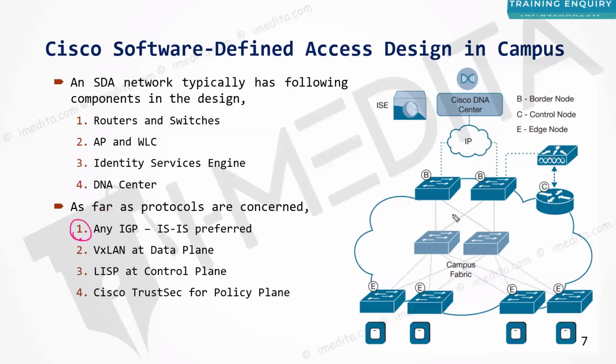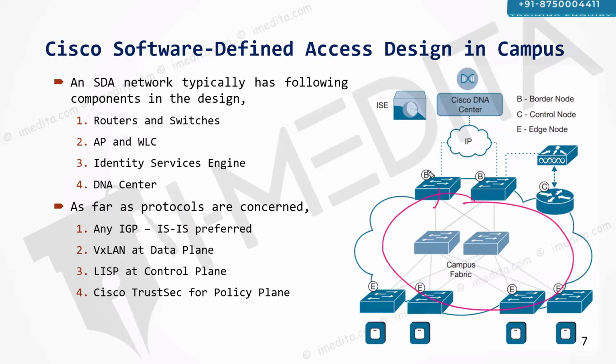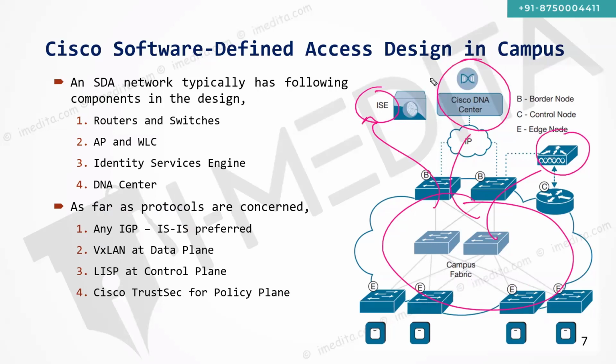So why do we require any IGP? We require the interior gateway protocols so that we can make the reachability between all these devices that we have in the campus fabric. Of course, these devices should also be reachable to the ISE. These devices should also be reachable to the WLC. These devices should also be reachable to the DNS center. If the reachability is not there, then DNS center will not be able to do anything. ISE will not be able to do anything. WLC will not be able to do anything. Reachability you have to make.